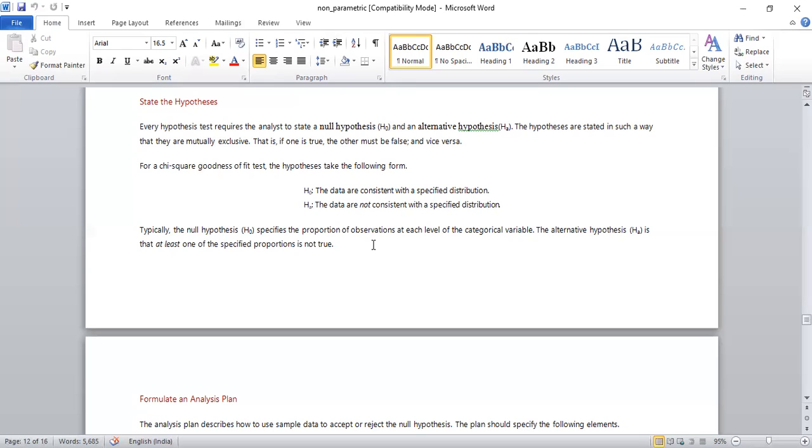They don't have any common part. Okay, they do not influence each other. So if one is true, the other must be false, and vice versa. If the other is true, then the first one is false, like that.